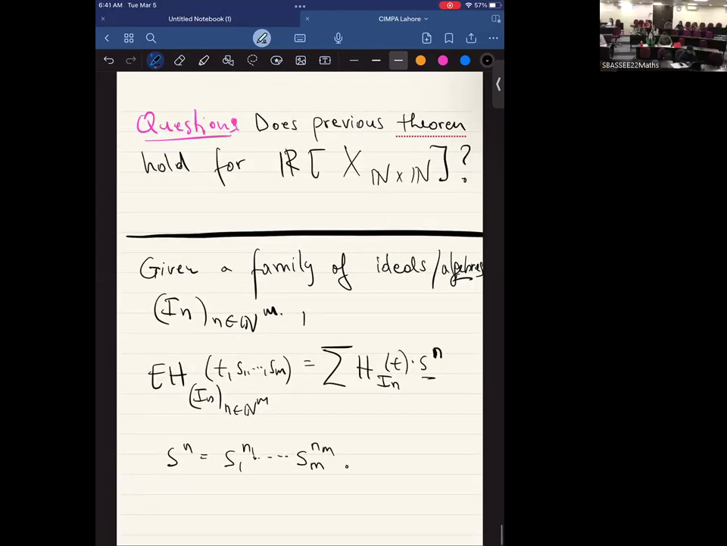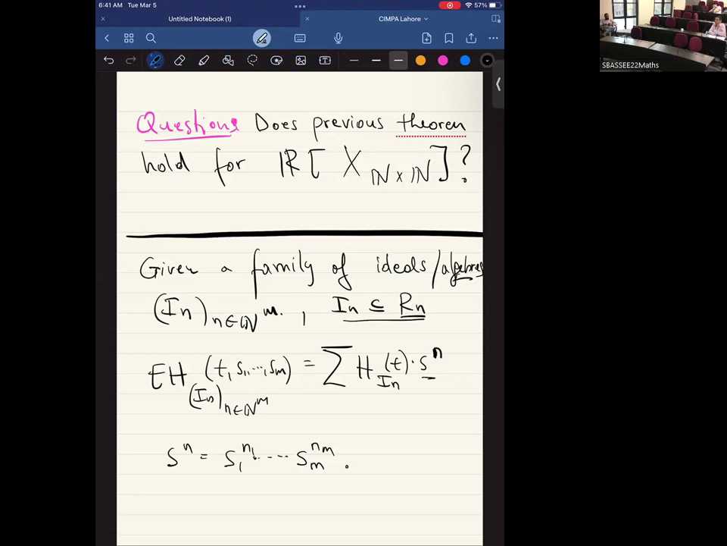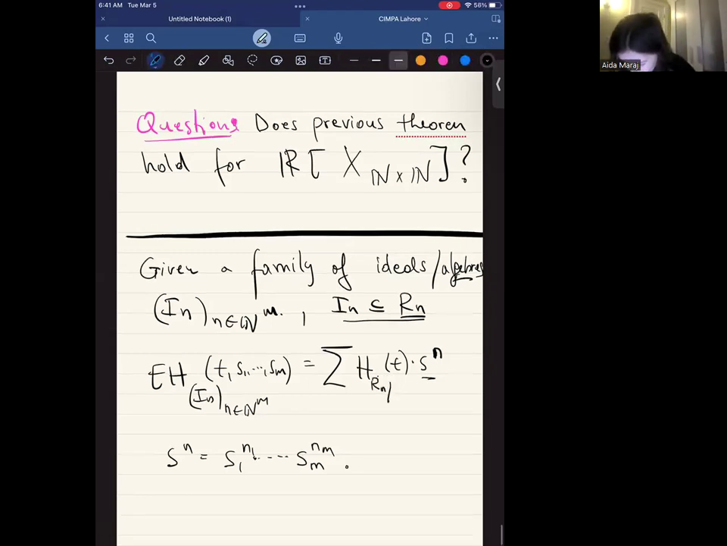But here, IN is an ideal in the polynomial ring or in the extended polynomial ring? IN is in Rn. Okay. Yes. And so that's why we talk, yeah. I wanted to avoid heavy notation, but this is just Rn mod IN. But yeah, this is the more general definition.